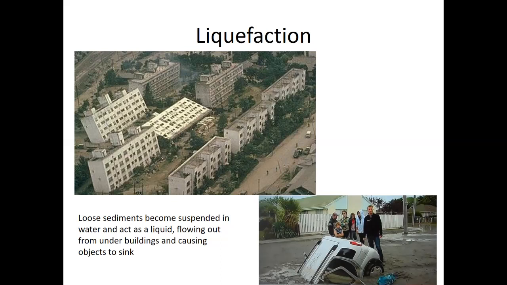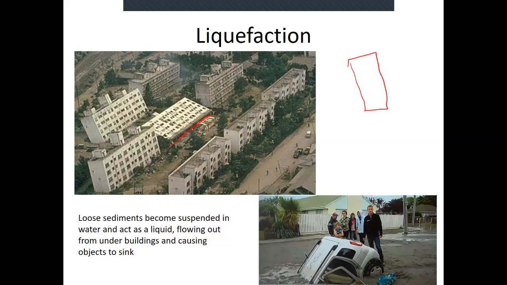So whenever the ground is shaken by the seismic waves, if there's loose unconsolidated sediment, it can liquefy and flow. These apartment buildings were founded in loose, unconsolidated sediment. Whenever the earthquake occurred, the sediment liquefied, and what happened is this was the building. This is the sediment. The sediment flowed out from underneath the weight of the building, and the building just toppled over. This car actually sunk down into the sediments when they liquefied.